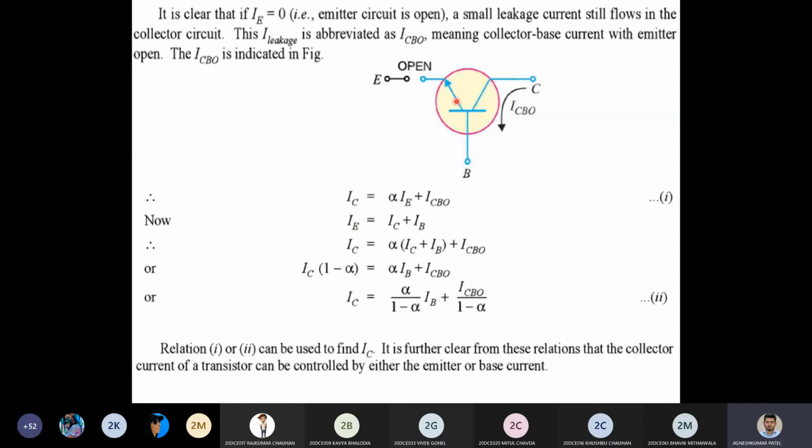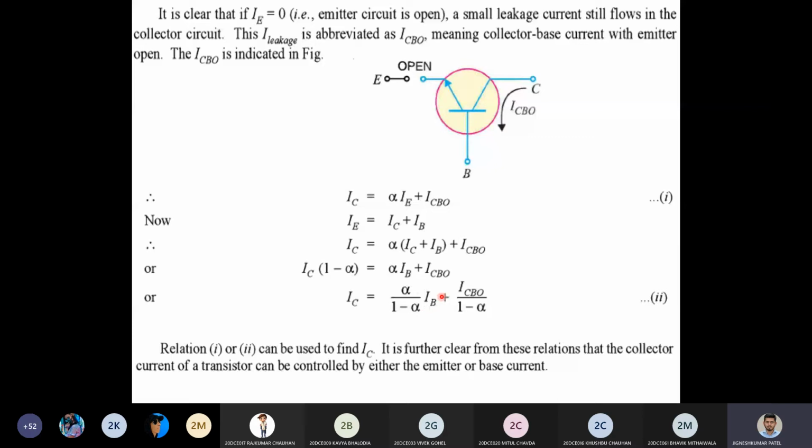This is generalized. Always IE would be IC plus IB according to Kirchhoff law. We have only three terminals: IE, IB, IC. So this will always be true. So I'm going to put this value inside. IC is equal to alpha IC plus alpha IB plus ICBO. So what I get finally is IC is equal to alpha divided by 1 minus alpha times IB, plus ICBO divided by 1 minus alpha.